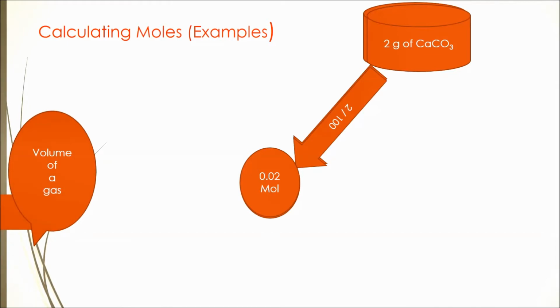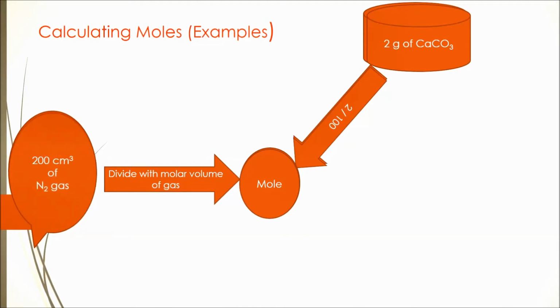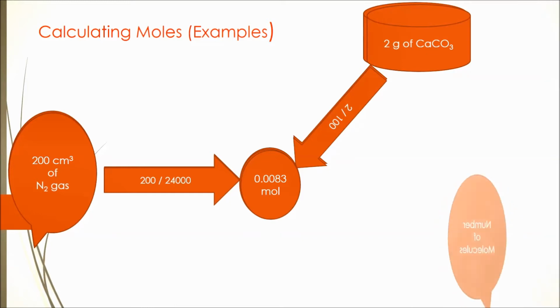And when you convert volume of a gas into respective mole, what you're going to do is divide this volume with molar volume of the gas. So it's still a homogeneous thing we're dividing with. Example, 200 cm cube of nitrogen gas. Divide 200 cm cube with 24,000 cm cube, then we get mole. And 24,000 cm cube is the molar volume of any gas. So we are dividing with a homogeneous thing.